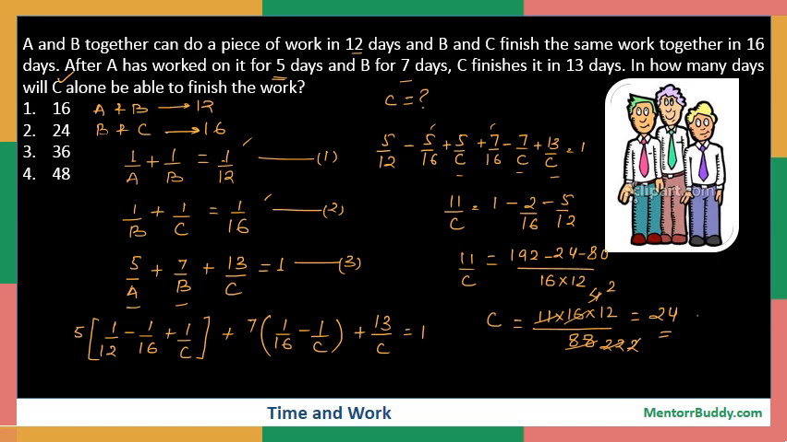Therefore, the value of C comes out as 24 days. That is the time taken by C alone to finish the work. Hence we can say option number 2 is your answer. This is how easily we can solve a question based on time and work. I hope you have understood the method and the solution.